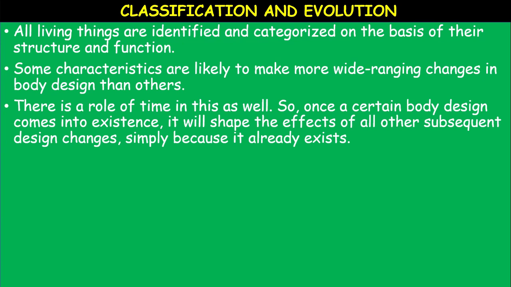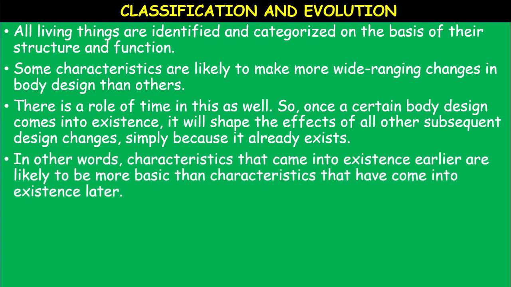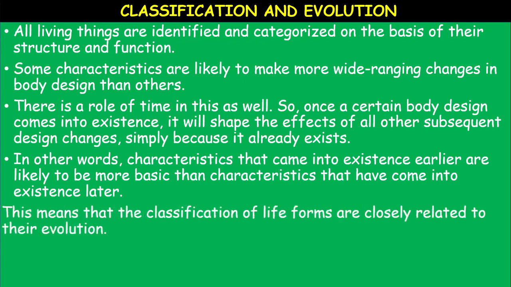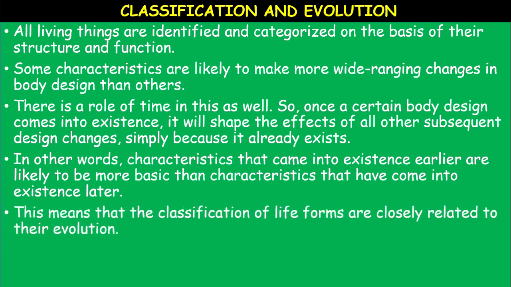Once a certain body design comes into existence, it will shape the effects of all other subsequent design changes, simply because it already exists. In other words, characteristics that came into existence earlier are likely to be more basic than the characteristics that have come into existence later. So this means that the classification of life forms is closely related to their evolution.